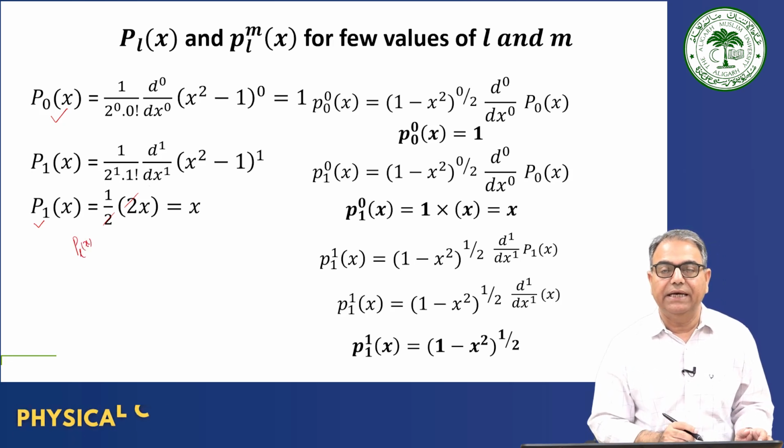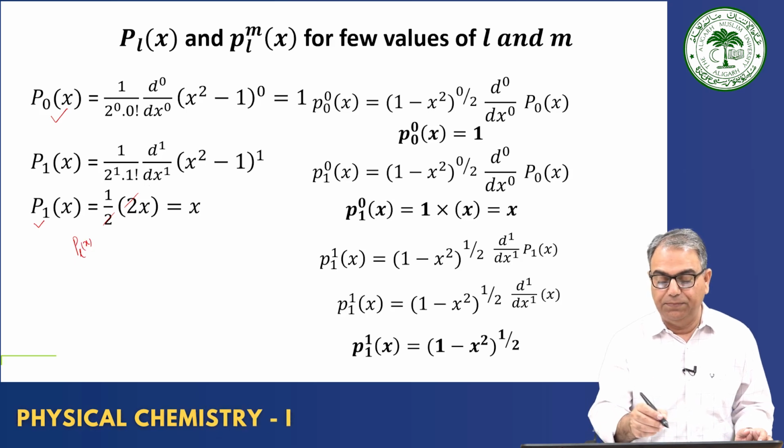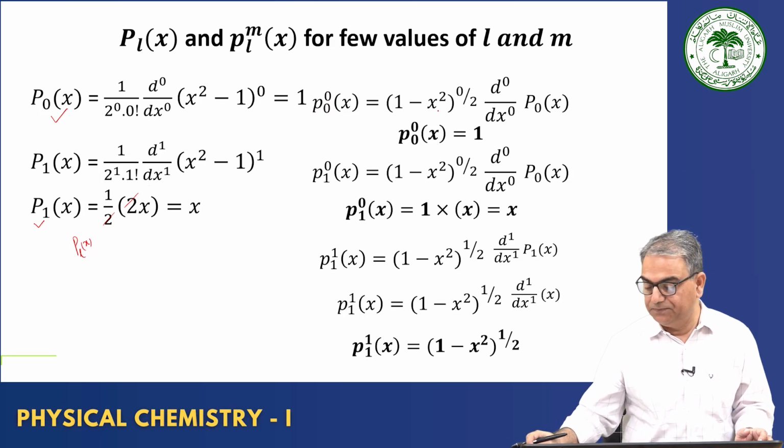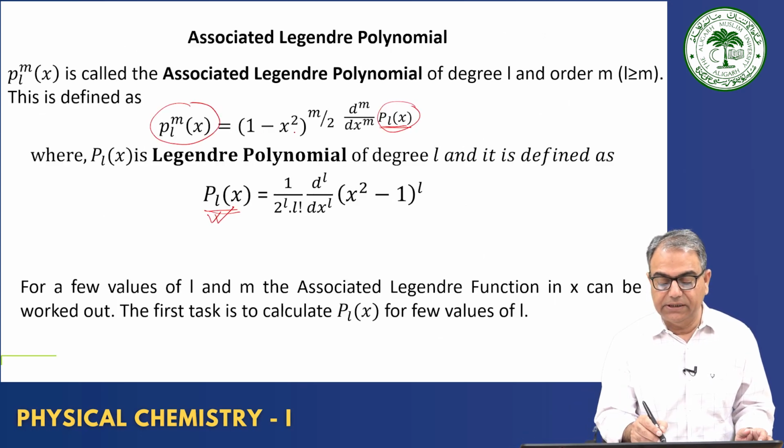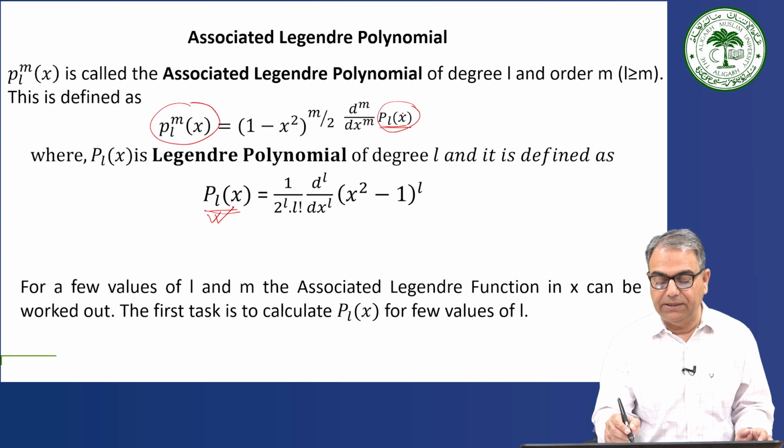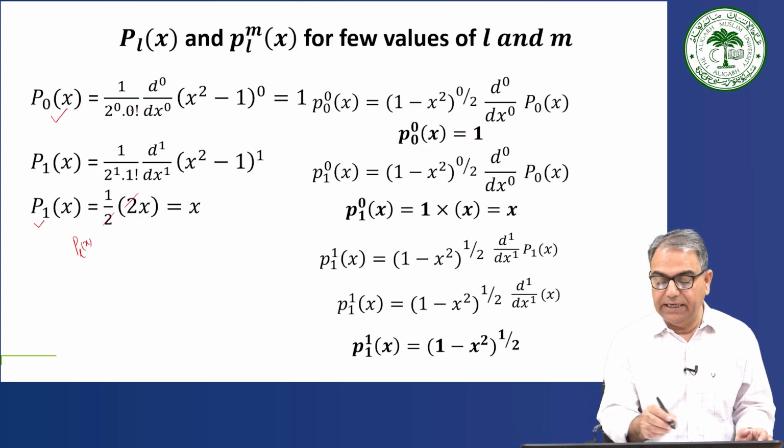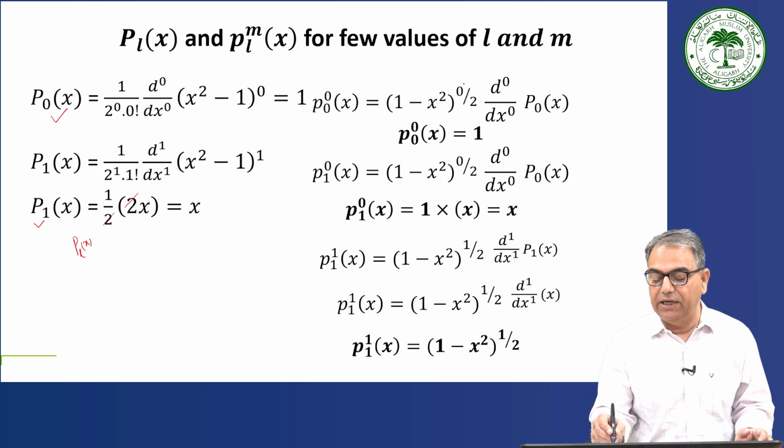Using this PLX we can calculate PLMX. So PLMX, if you put m also equal to 0, then it is P00x, and what is LMX? For PLM you have this equation: 1 minus x square to the power m divided by 2, d^m divided by dx^m PLX. So PLX is known to you. PLX you have already calculated. Now you write 1 minus x square, in place of m you write 0 divided by 2, then d0 divided by dx0 and P0x. So again it will be equal to 1.